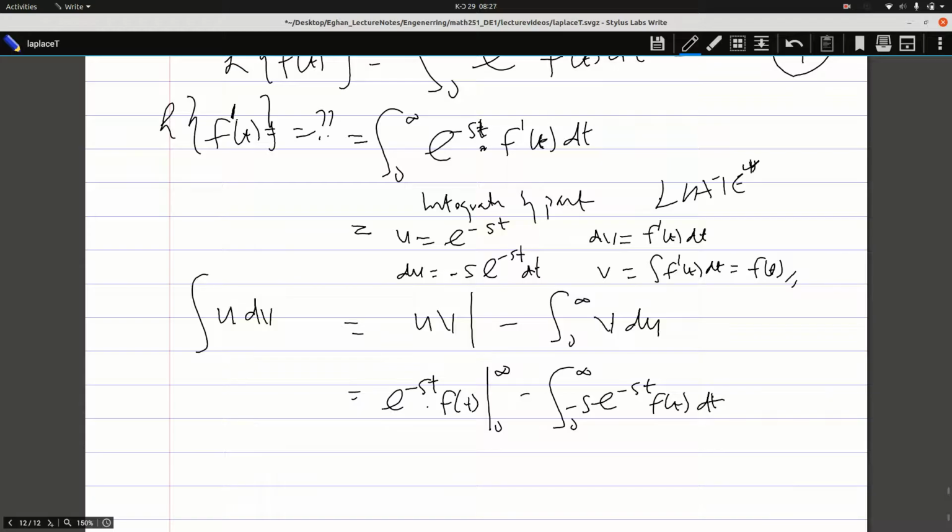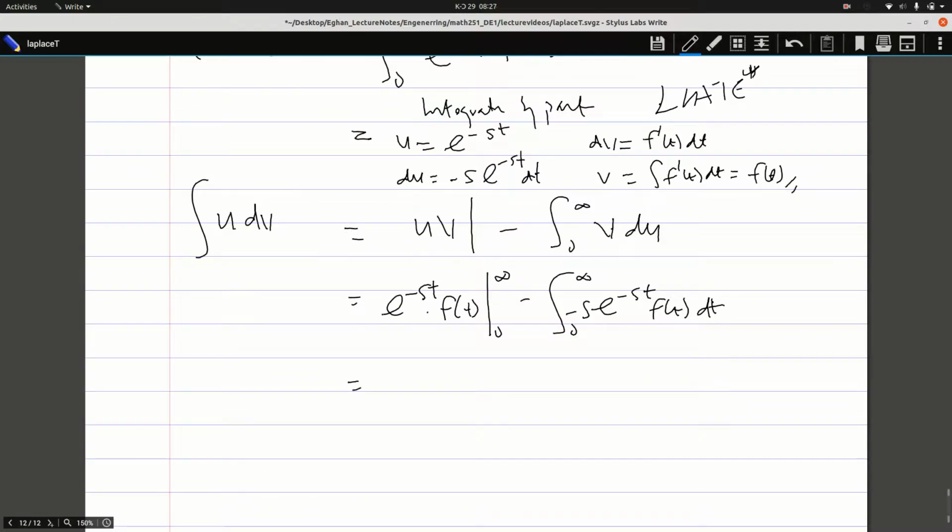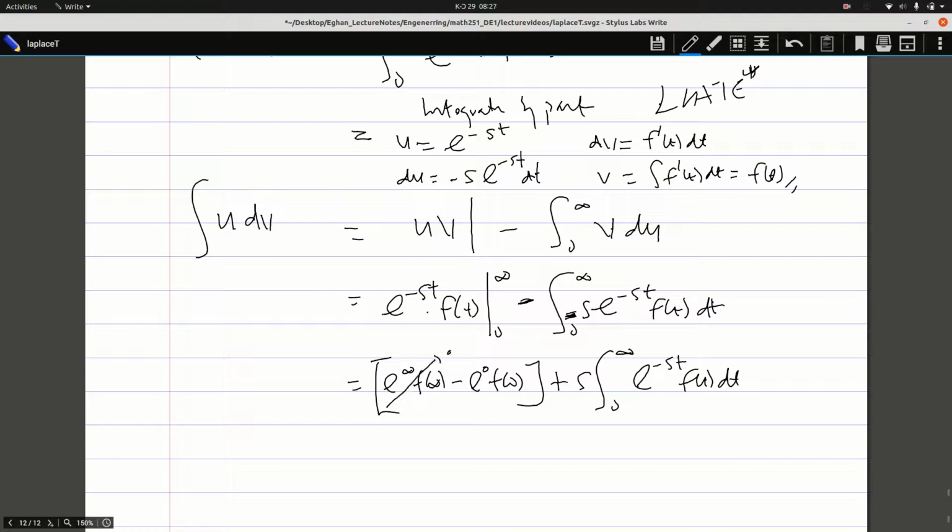By the method of substitution, I have the value at infinity minus e to the 0 times f of 0 as one component. If I take those negatives out, I'm going to get positive s times the integral of the exponential function. You know this goes to 0, but this goes to 1. It means I have negative of the function at 0 plus s times whatever I have here. That is the Laplace transform of the first derivative.